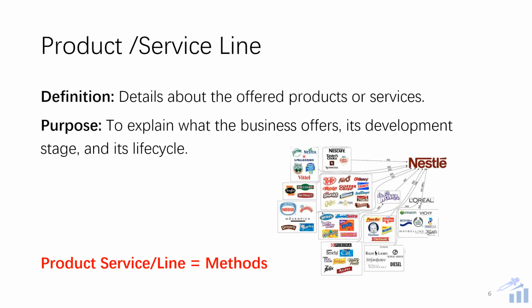The next important section of the business plan is the product service line. This is where you detail all of your offered products and services. The purpose is to explain what your business offers, its development stage, and where it's at in the life cycle. And this is going to be product or service specific.